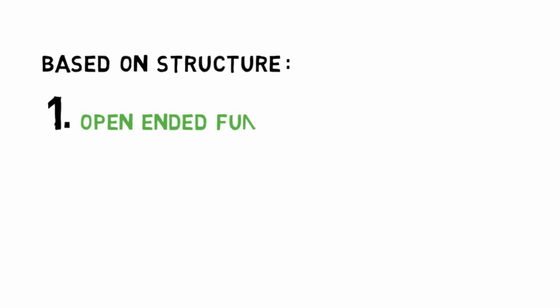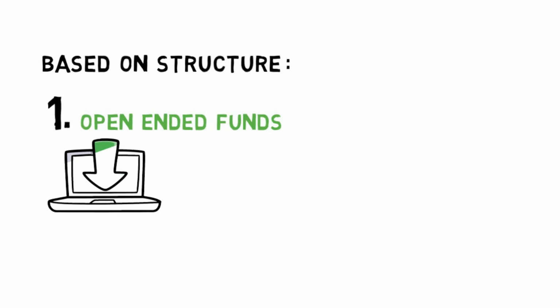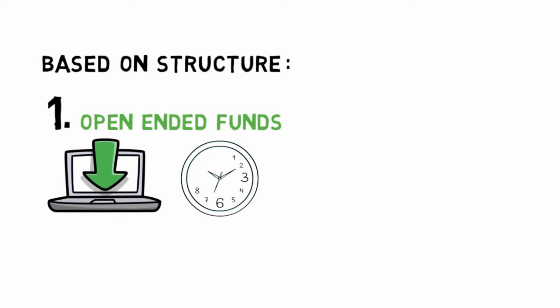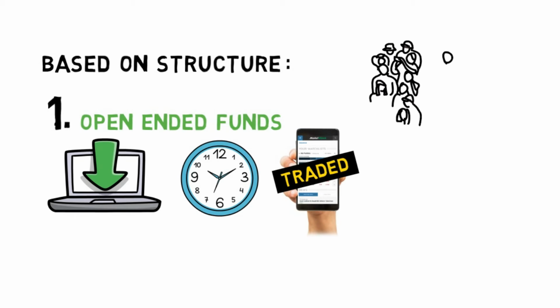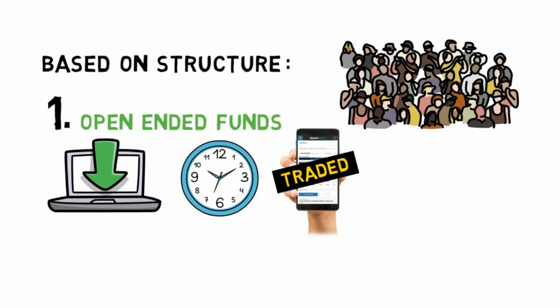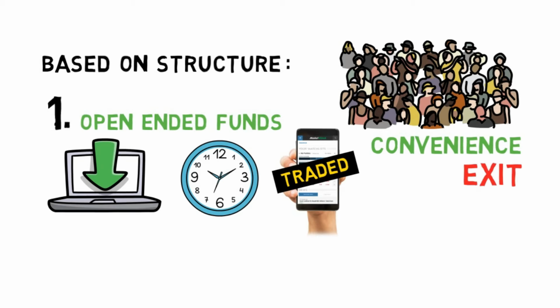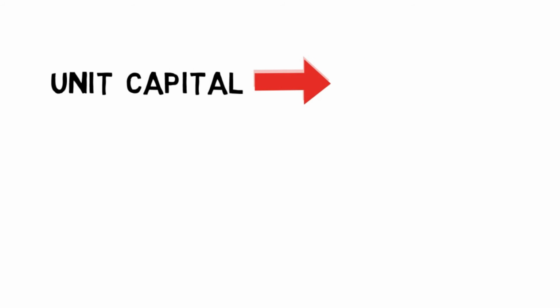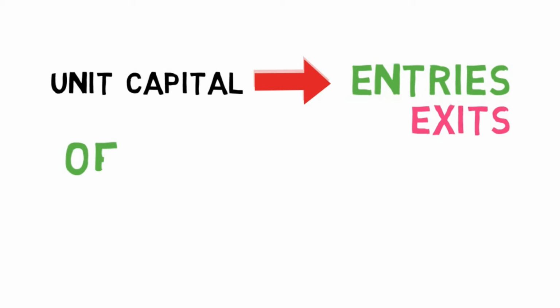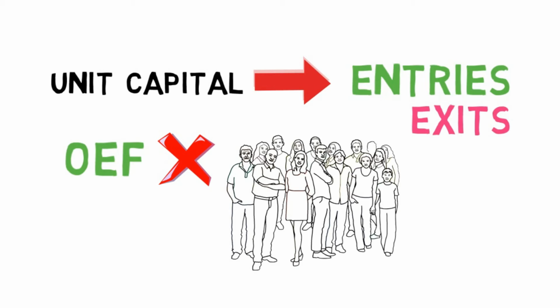Number 1, open-ended funds. Open-ended funds do not have any particular constraints such as a specific period or the number of units which can be traded. These funds allow investors to trade funds at their convenience and exit when required at the prevailing net asset value. This is the sole reason why the unit capital continually changes with new entries and exits. An open-ended fund can also decide to stop taking in new investors if they do not want to.